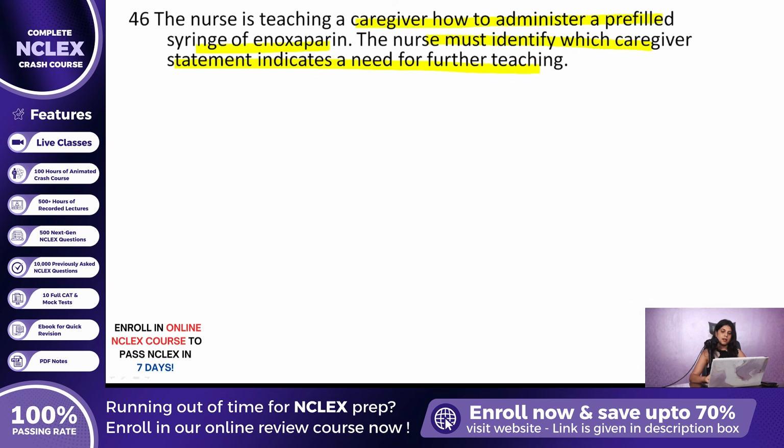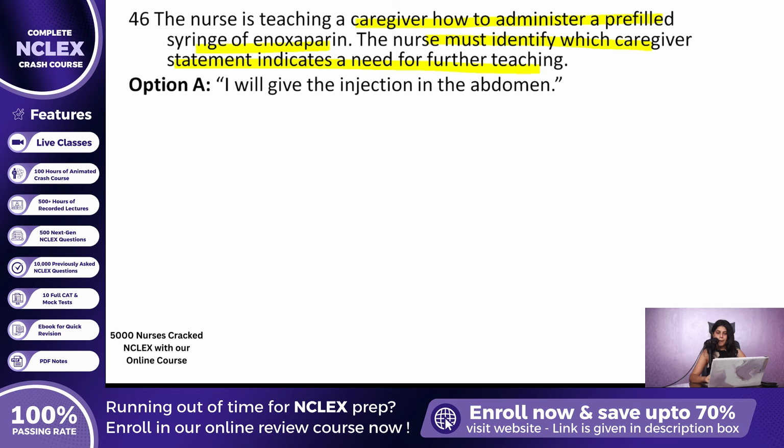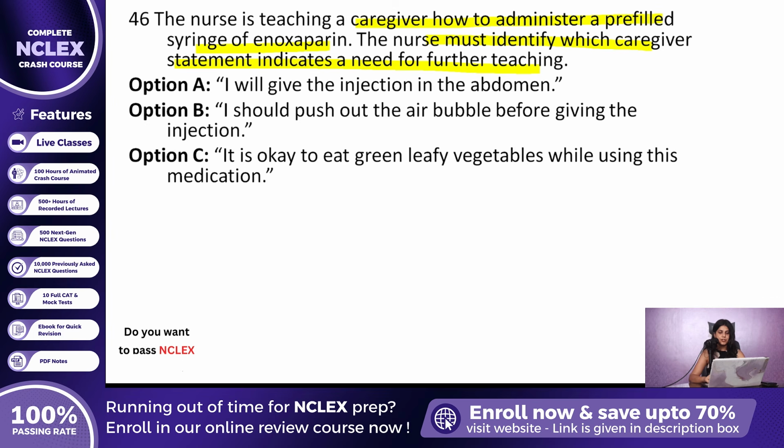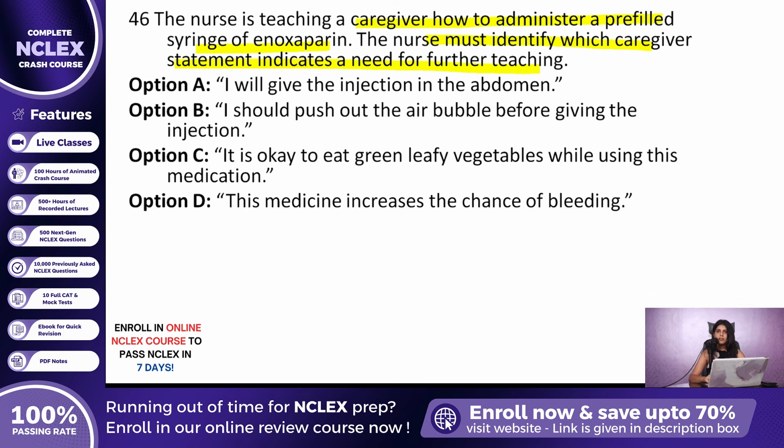The options are: Option A, I will give the injection in the abdomen. Option B, I should push out the air bubble before giving the injection. Option C, it is okay to eat green leafy vegetables while using this medication. Option D, this medicine increases the chance of bleeding. The correct answer is Option B, I should push out the air bubble before giving the injection.